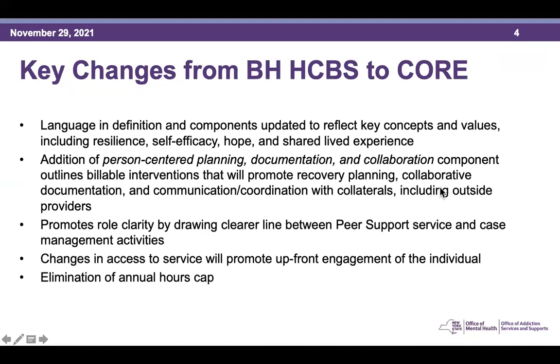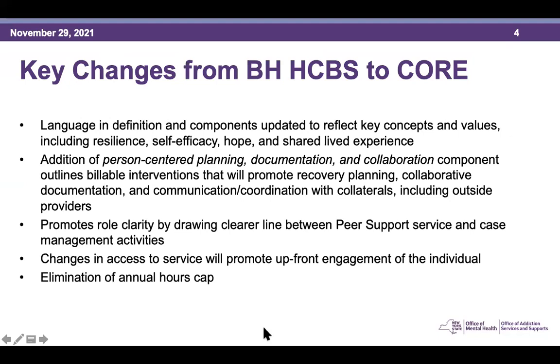So I'm just going to give a very brief overview of some of the key changes from BH HCBS to Core under peer support. And then Stephanie and Amanda from my team will go through the details. So overall, some of the big changes, I already mentioned that we incorporated some new language in our definition and service components, and we really wanted to highlight key concepts and values for peer support, including resilience, self-efficacy, hope, and shared lived experience. So as you read through the manual, you're going to see those key themes repeated and really illustrate how staff can use those concepts to support people.